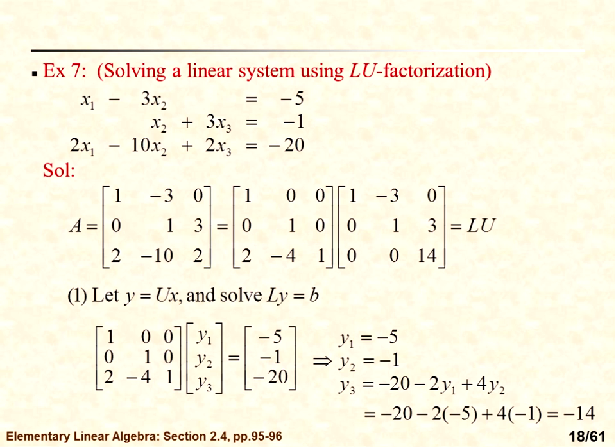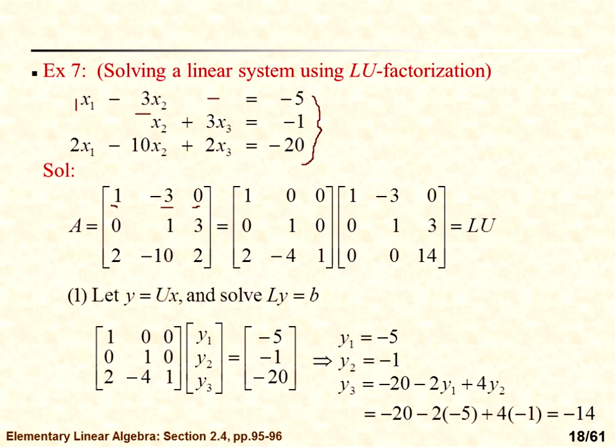Solving a linear system using the LU factorization method. If we are given a linear equation, first of all we have to convert it into the matrix A. The coefficient of x1 is 1, so we write it here. The coefficient of x2 is -3, and the coefficient of x3 is 0. Similarly, I write the whole matrix: 0, 1, 3, and 2, -10, and 10.